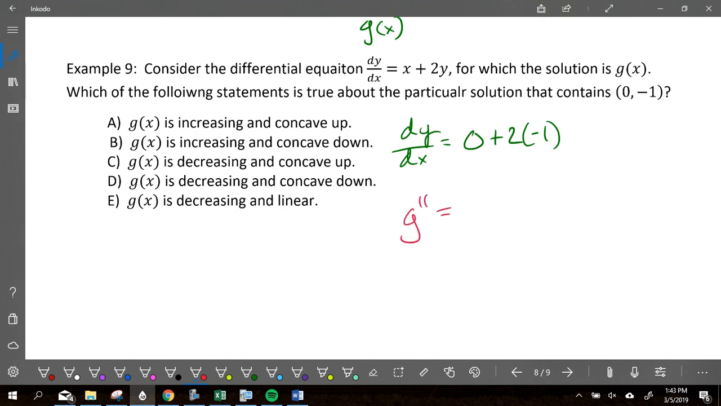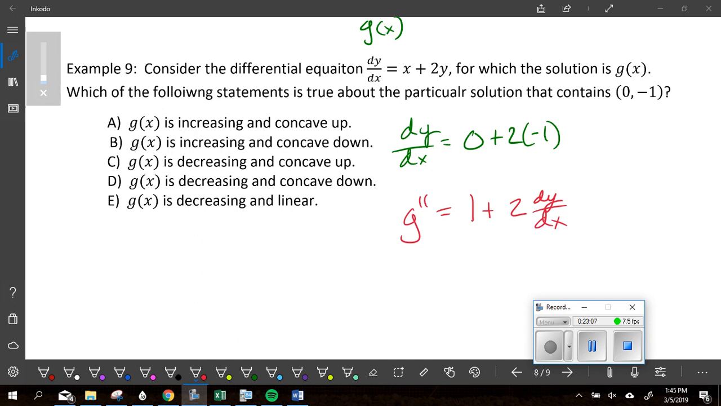G double prime is equal to, what's the derivative of x going to get me? 1. The derivative of x is 1. Plus the derivative of 2y. That's implicit. It is 2 dy dx. Finish that problem. See what you can do with it.